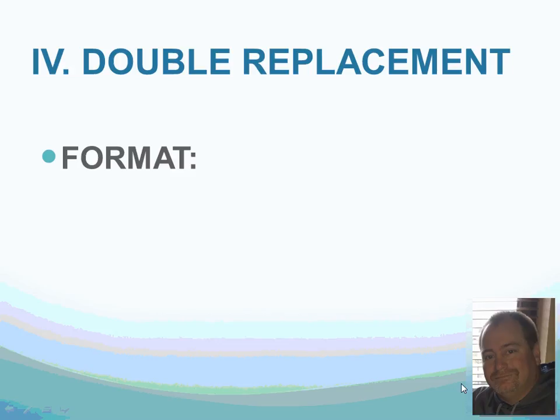The fourth type of reaction is a double replacement reaction. As we have been doing, you're going to see the general form in a little cartoon. The general format: AB plus CD will yield AD and CB.